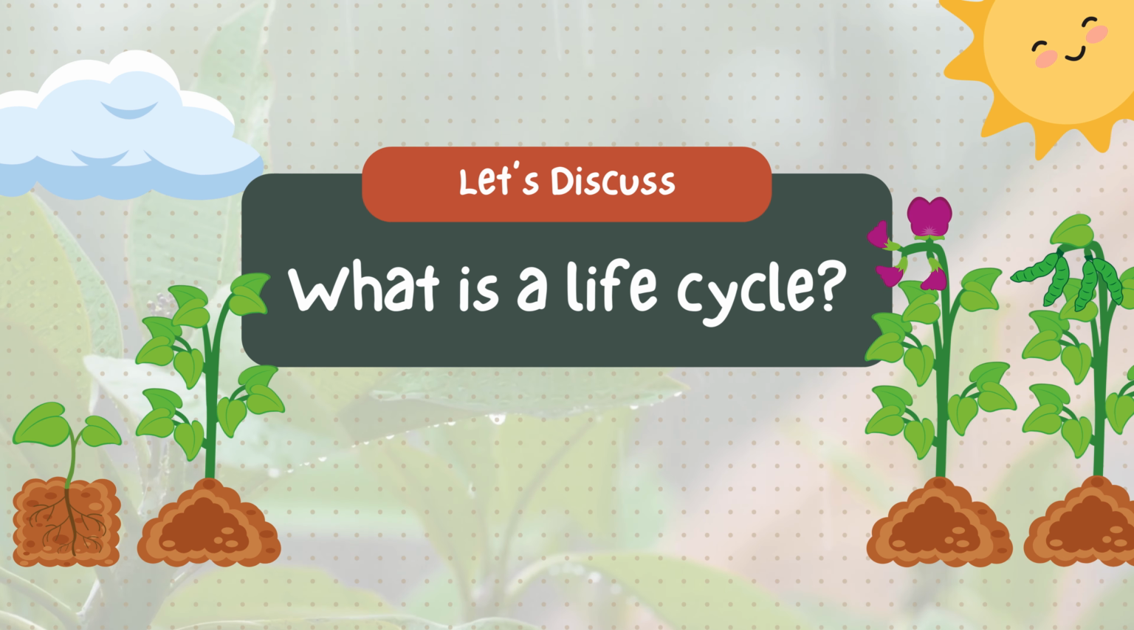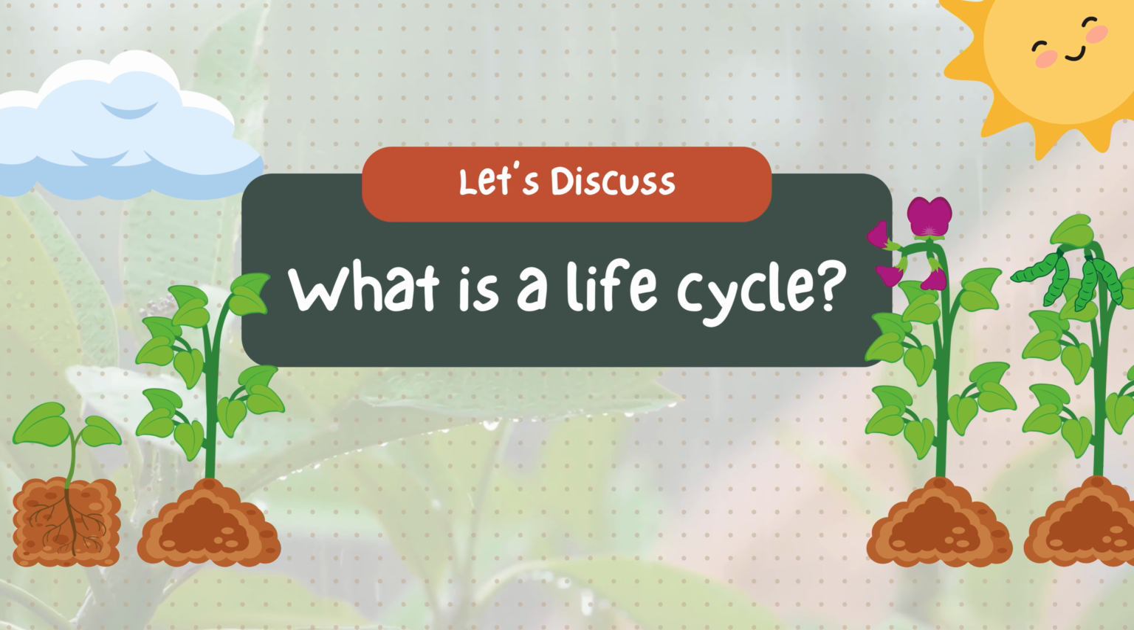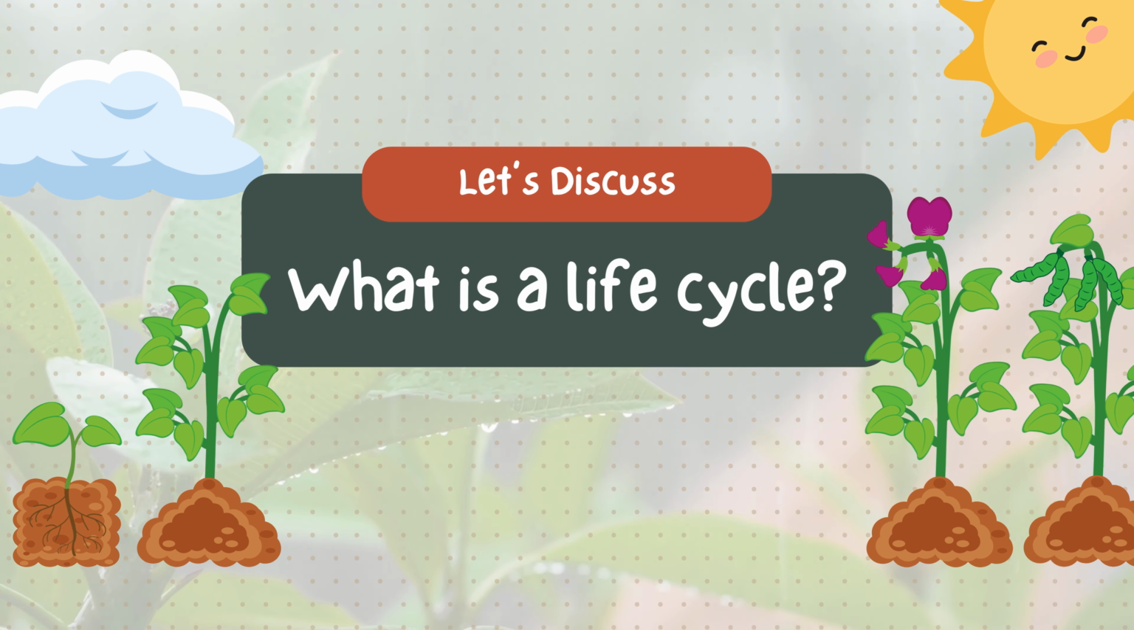The life cycle refers to the series of changes or stages that an organism goes through during its existence. It includes birth or germination, growth, reproduction, and eventually death. In the context of plants, the life cycle includes seed formation, germination, growth into a mature plant, flowering, and seed production. What do plants need?